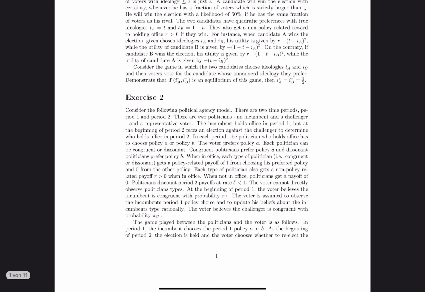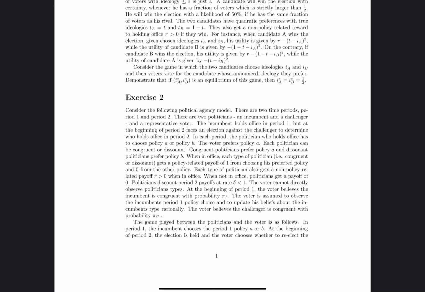In each period, the politician who holds office has to choose policy A or policy B. The voter prefers policy A. Each politician can be congruent or dissonant. Congruent politicians prefer policy A and dissonant politicians prefer policy B. When in office, each type of politician, in particular congruent or dissonant, gets a policy-related payoff of 1 from choosing his preferred policy and 0 from the other policy.